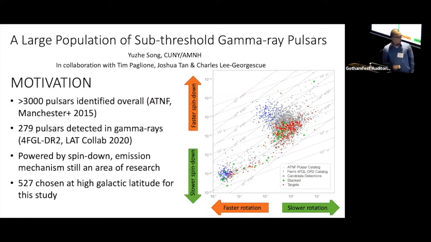A little bit about pulsar emission is that they are powered by their spinning down, and that loss of rotation energy is transferred mostly into the gamma ray emission, which is why studying the gamma ray emission from these objects is important. For this work, I have chosen 527 high galactic latitude pulsars from the ATNF pulsar catalog, to avoid complicated background regions for gamma ray emissions.